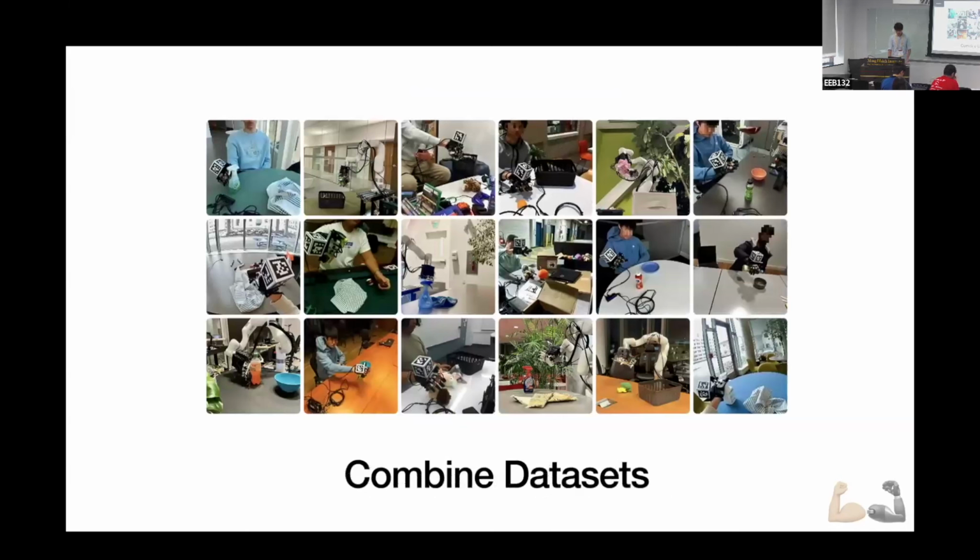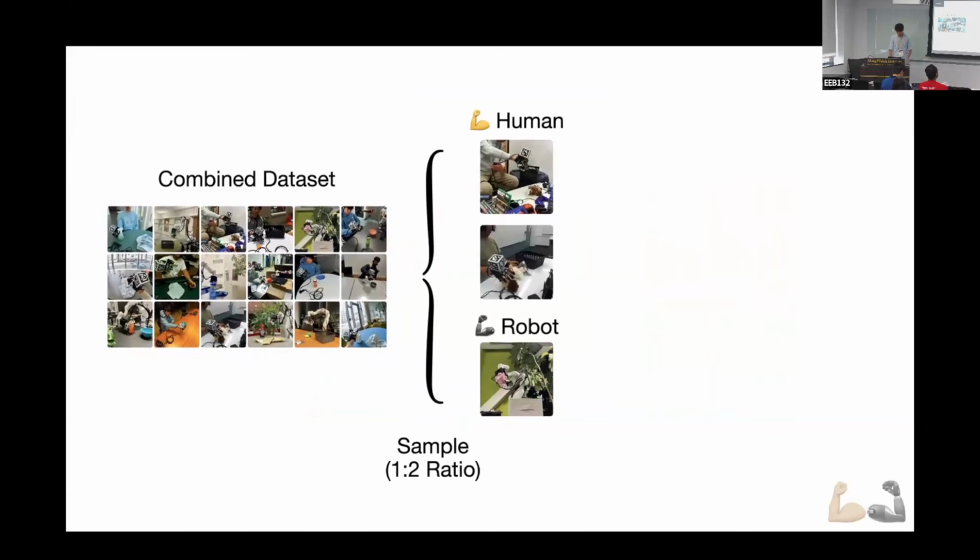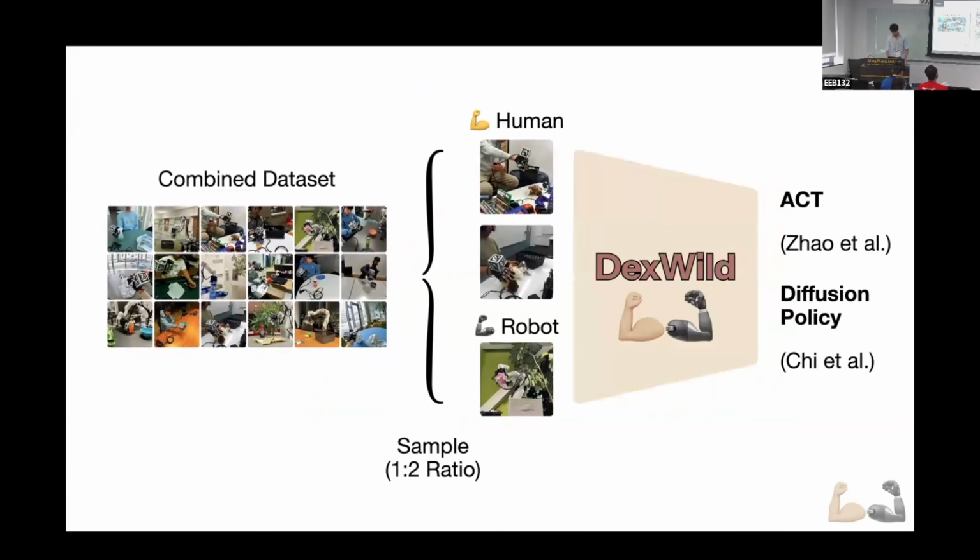We collect tons of human data and a little bit of robot data, and we combine them together. And then we sample from this dataset using a fixed ratio, which we find during our ablation studies, and train using standard behavioral cloning, such as ACT or diffusion.